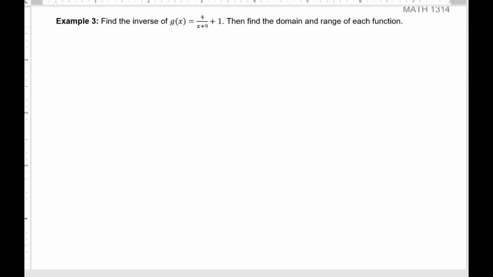All right, let's find the inverse of g of x equal to 4 all over x plus 9 plus 1. And then we're going to find the domain and range of both the original and the inverse. So when we're finding an inverse, we always have the same 4 steps.